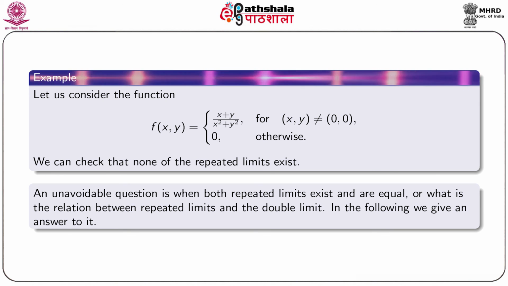We give another example. We consider the function f(x, y) defined by (x plus y) by (x² plus y²), where (x, y) is different from the origin, and at the origin the value of the function is 0. We can check that none of the repeated limits exist. So, a question that naturally arises is as follows: when do both the repeated limits exist, and if they exist, when are they equal, or what is the relation between the repeated limits and the double limit? In the following, we give an answer to this question.